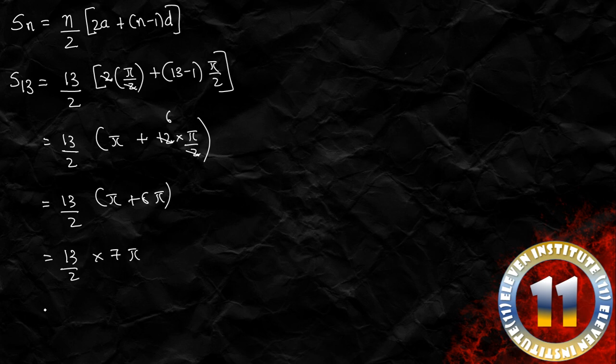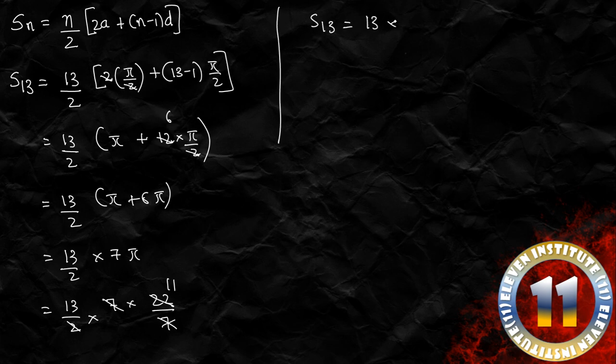Now we can write the value of pi over here. So we get 13 upon 2 into 7 into 22 upon 7. So this 7 and this 7 will cancel each other and this 2 will cancel over here 11 times. So we are left with 13 multiplied by 11. So S13 is equal to 13 multiplied by 11.